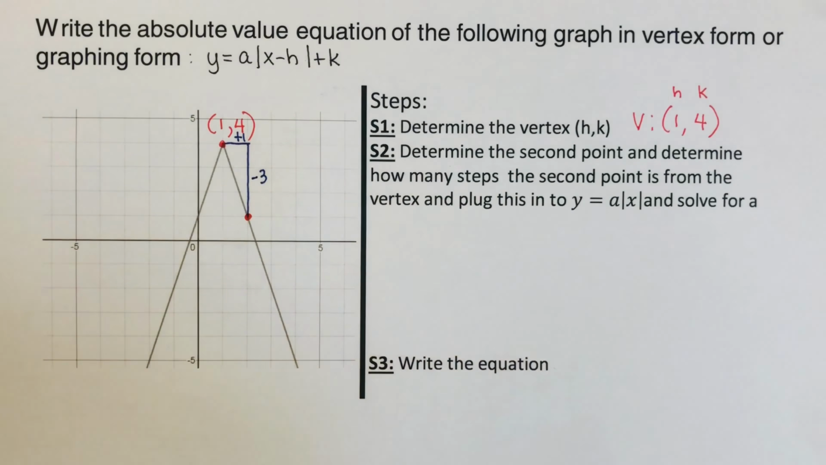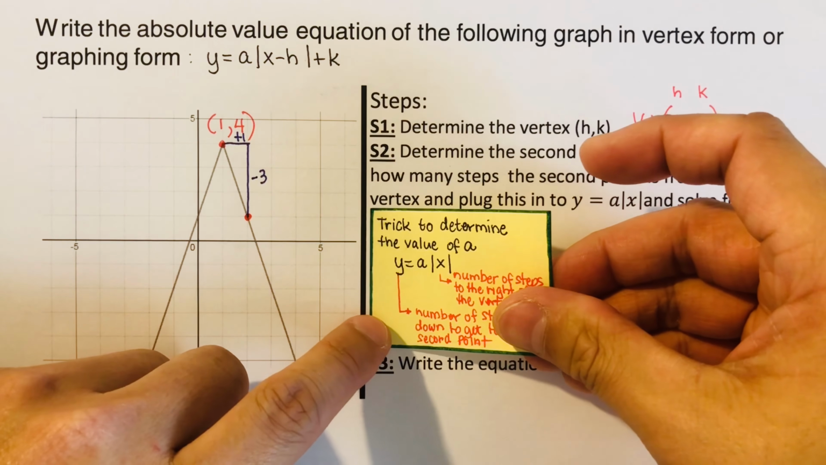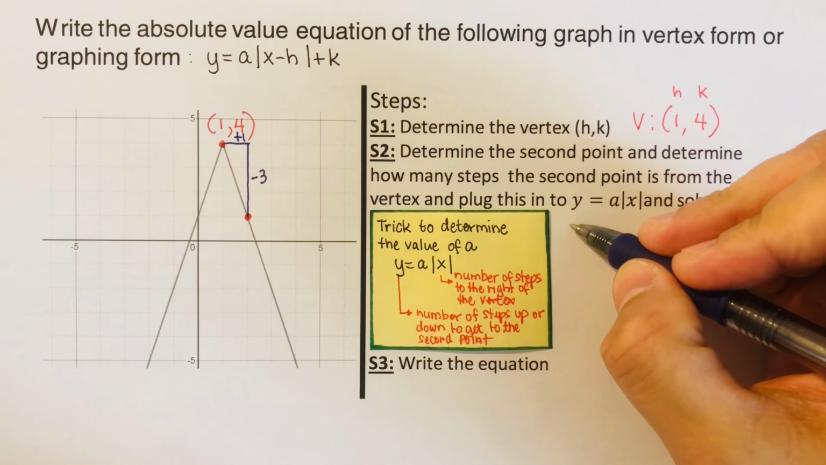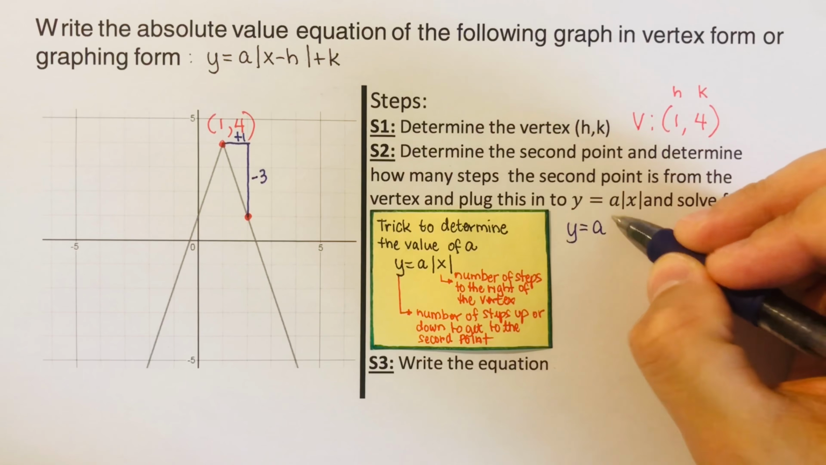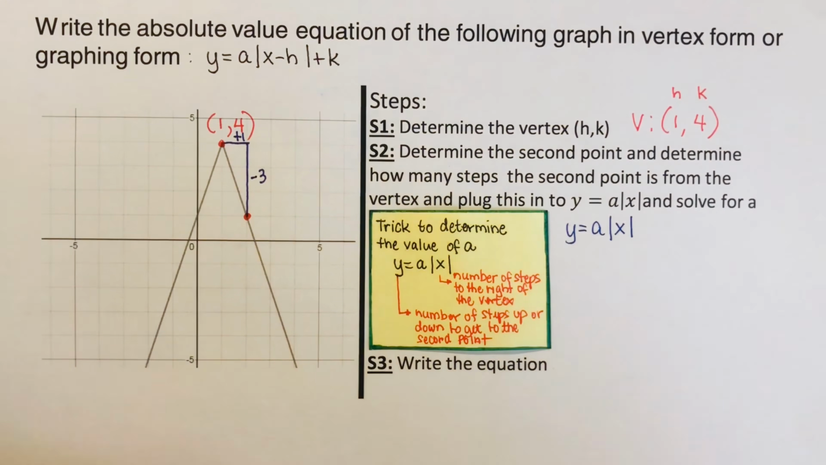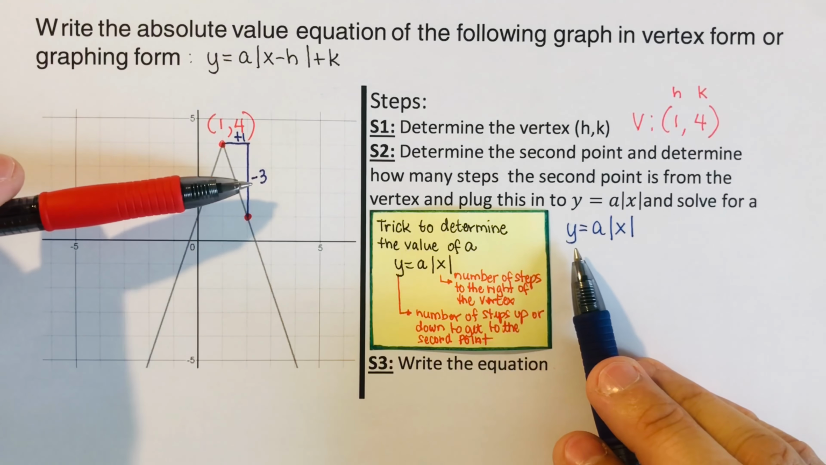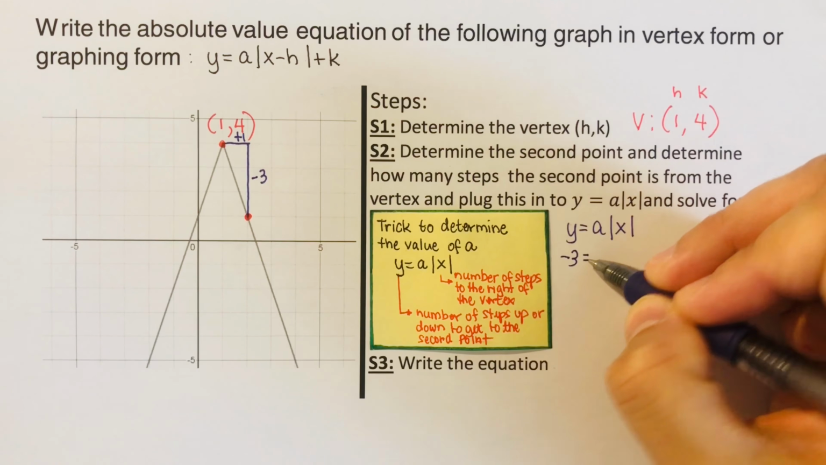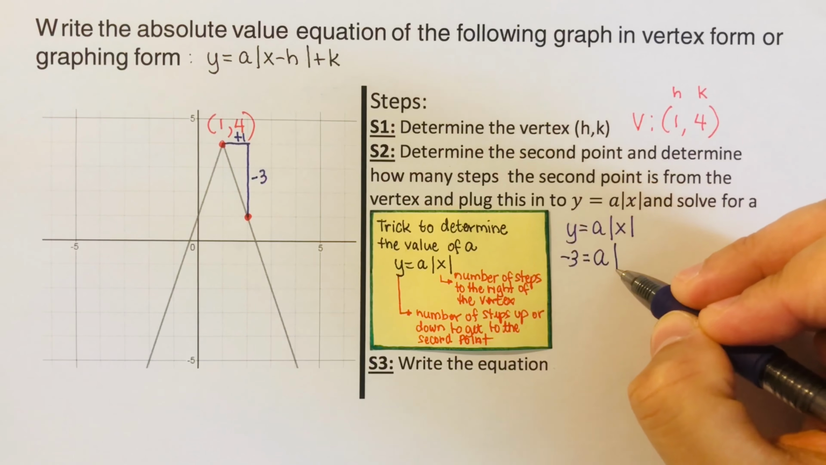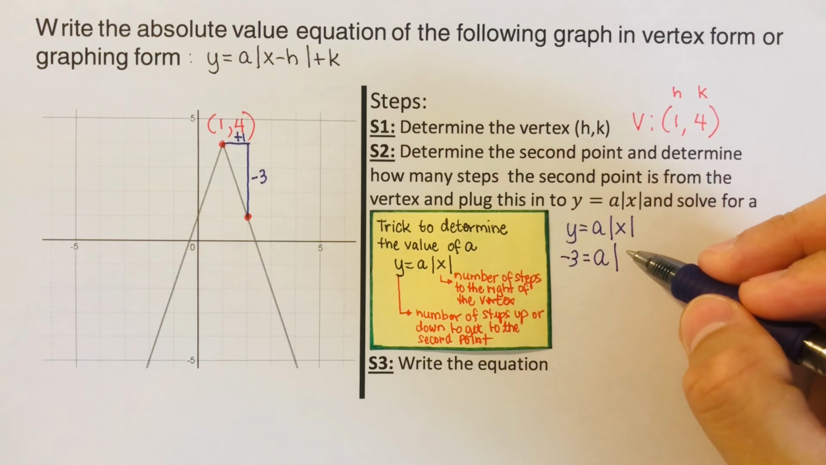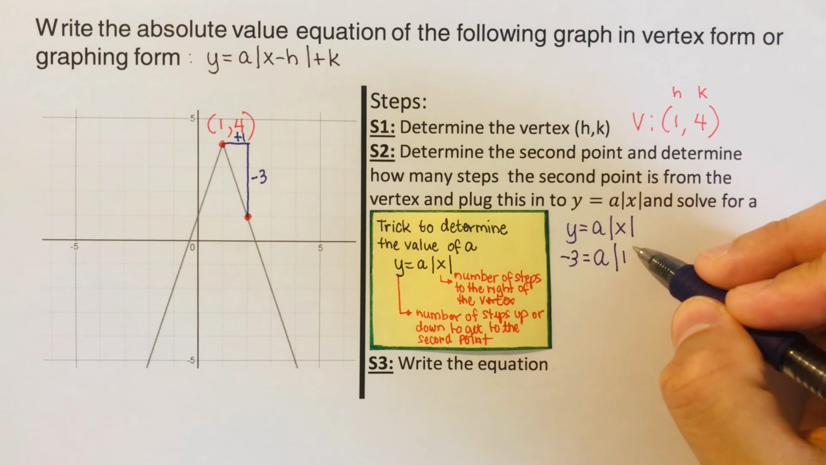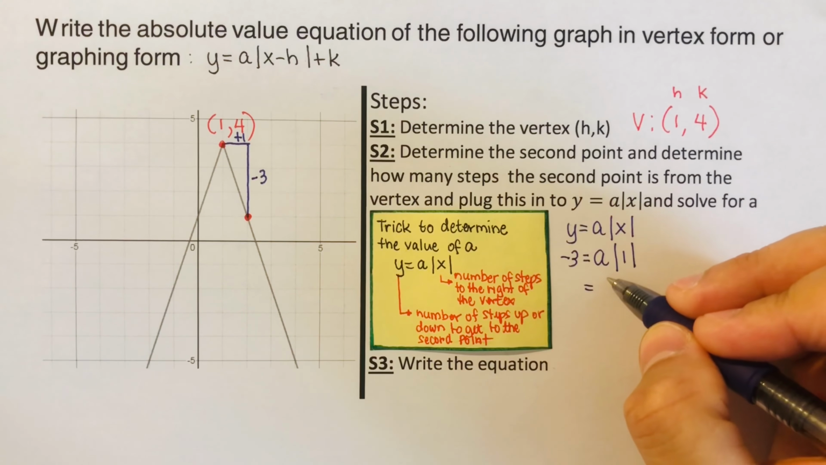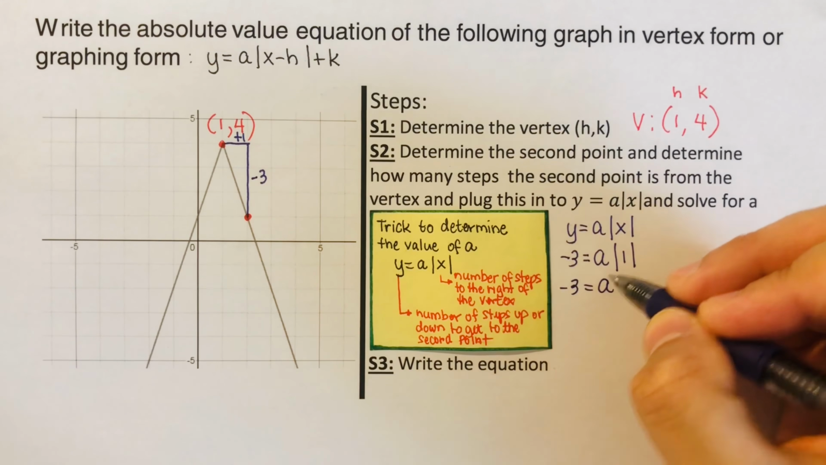So then we are going to use the trick that we used from the previous number that we did. So that would be y equals a absolute value of x. Again, our y is -3, so I'm going to write -3 over here. And then our a is missing. And the x here is, it's right here, the 1. So then we can go ahead and say absolute value of 1 is just 1. So this is just a is equal to -3.